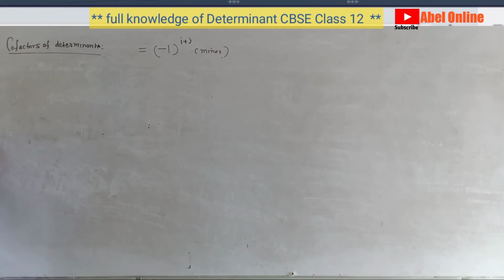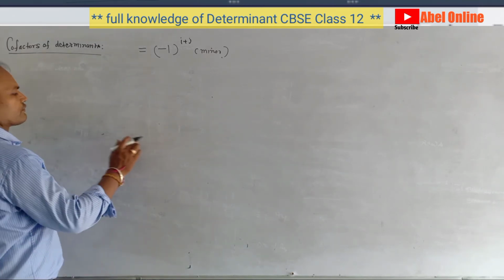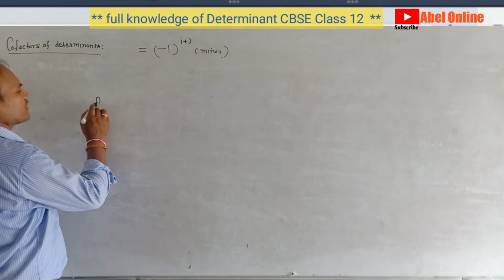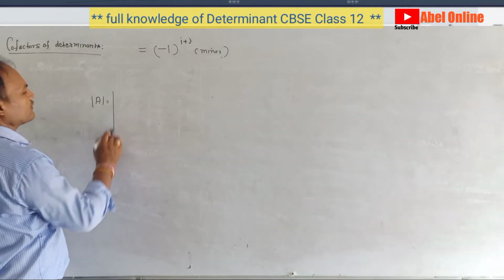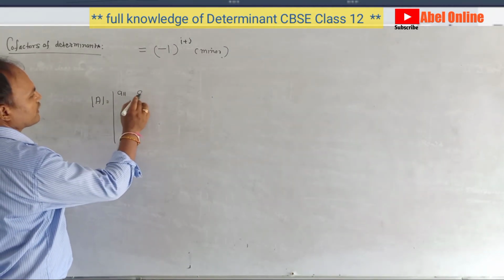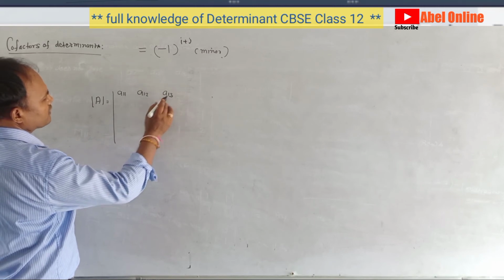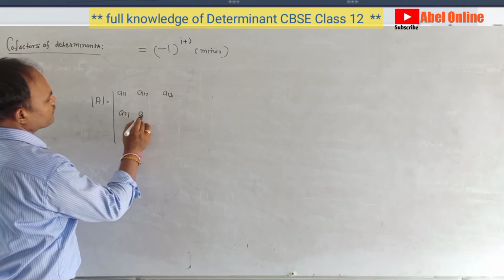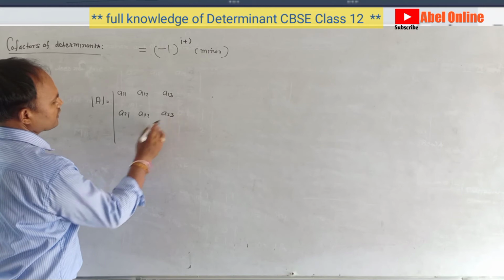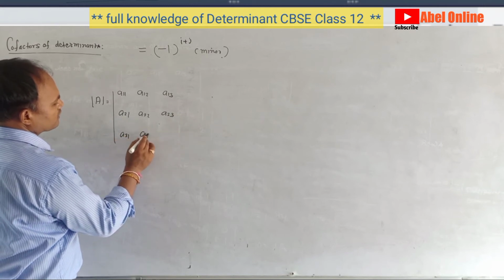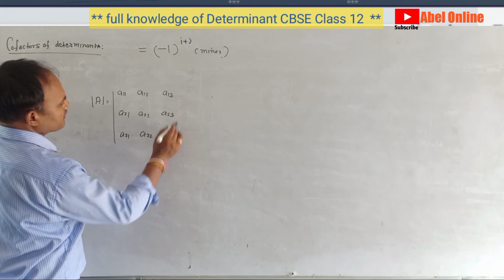And how can we find them? Just look here. Suppose a determinant is given, the determinant of A. It is A11, A12, A13, A21, A22, A23, A31, A32, and A33.